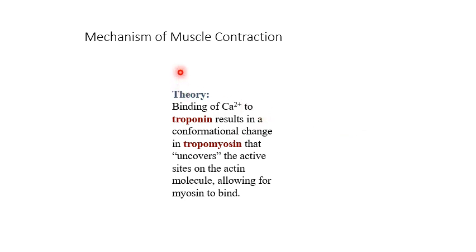So what is the basic mechanism of muscle contraction? There is binding of calcium to troponin, which results in change of the tropomyosin that uncovers the active site on the actin molecule, allowing for myosin to bind to it. It might seem confusing at this point, but when you are done with the molecular mechanism of contraction, it will be much clearer to you.